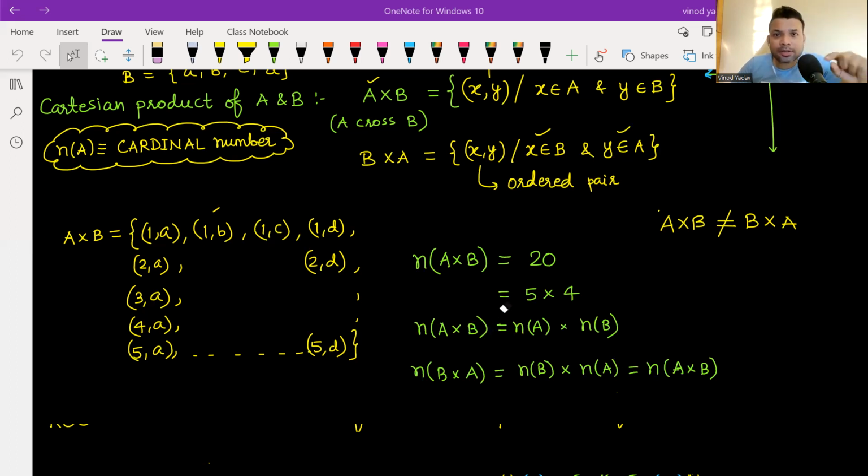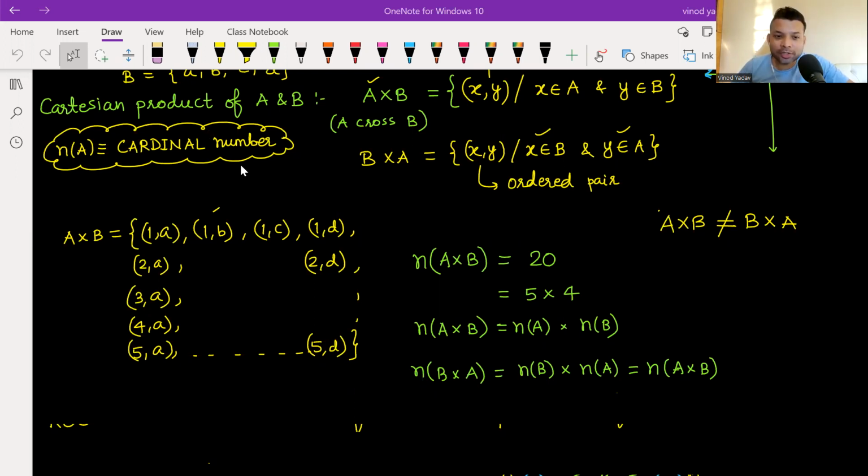So the number of elements will be the same in A cross B and B cross A, but the set itself will not be the same, right? In B cross A, the first element will be (a, 1). Now (1, a) is not the same as (a, 1), isn't it? That is why A cross B is not necessarily the same as B cross A, while counting the elements, the number will be the same. Okay, comfortable till here?